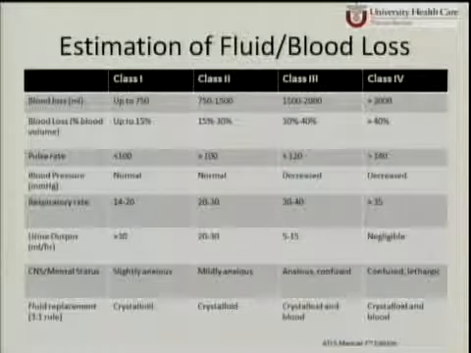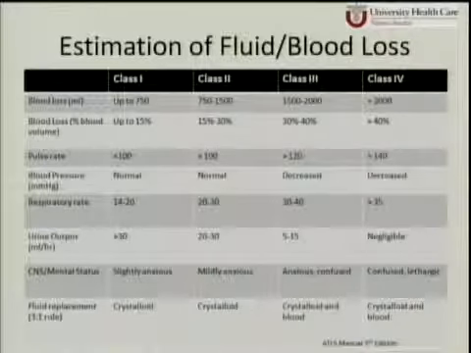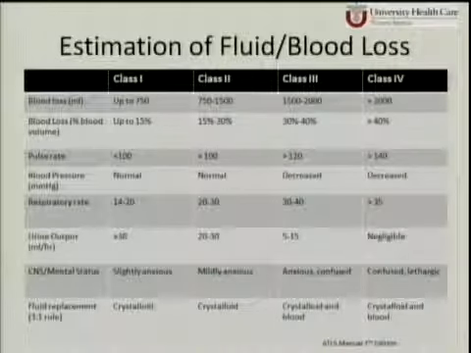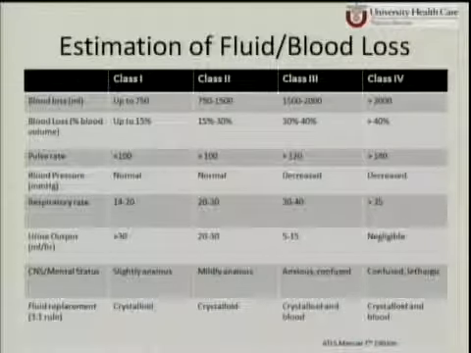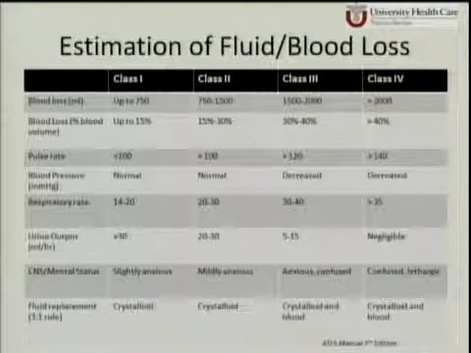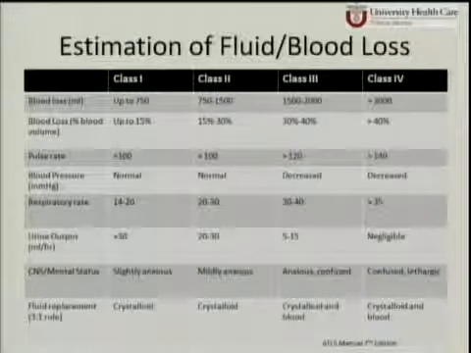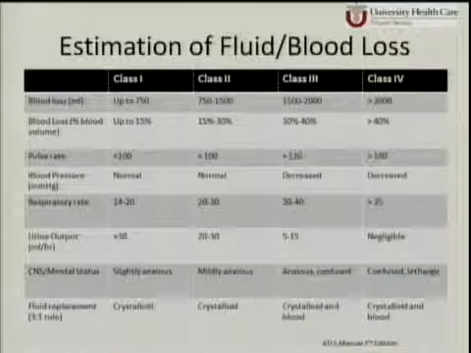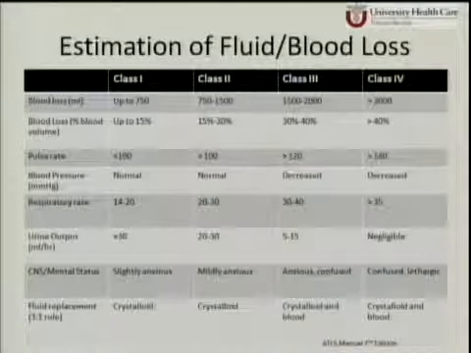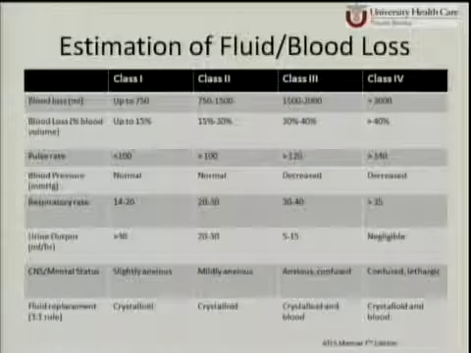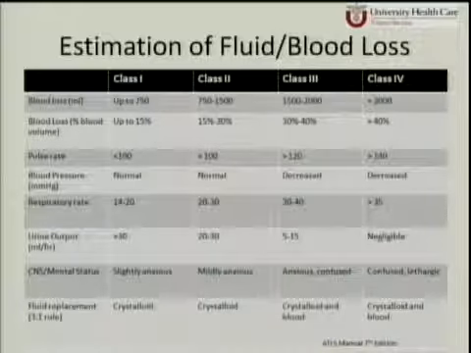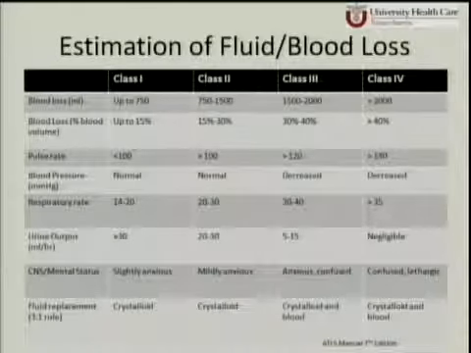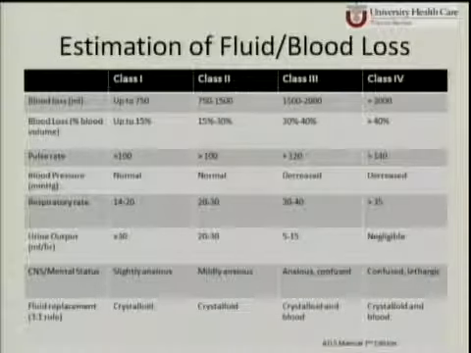Your pulse rate is usually going to be less than 100. Your pulse rate may be over 100 when they poke you, but once you relax, your pulse rate's going to go back down, hopefully. Your blood pressure should remain normal. Your respiratory rate would be somewhere between 14 and 20, which is normal. Your urine output should remain normal also, so greater than 30 milliliters per kilogram per hour. You may be slightly anxious, and the fluid replacement in this type of patient would be crystalloid.